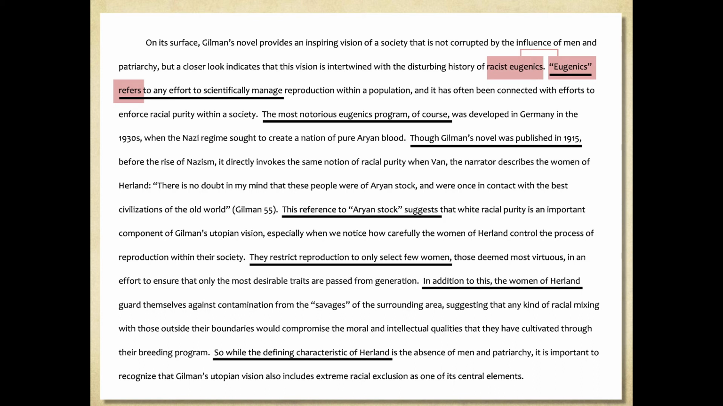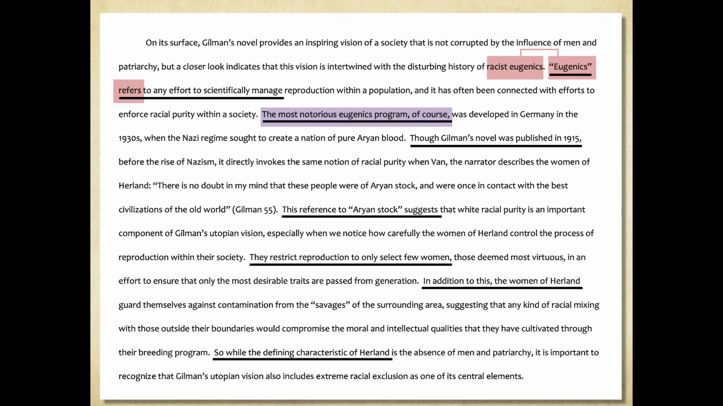So right off the bat, we know that this next sentence is going to give us new information that will help us understand that history of racist eugenics. This is a very clear and direct reference back to known information. Now let's look at the beginning of the third sentence. "The most notorious eugenics program, of course."